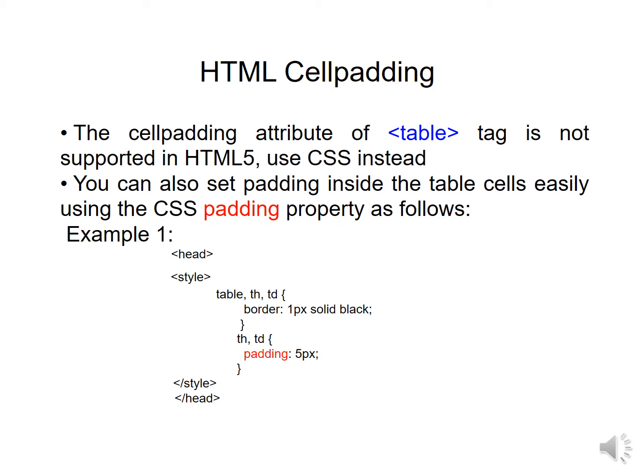HTML cell padding. The cell padding attribute of the table tag is not supported in HTML5, so CSS should be used instead. In the following example, we used the CSS border property to add a 1 pixel border to the table, because tables do not have any borders by default. Also, to add more space around the content in the table cells, we used the CSS padding property.